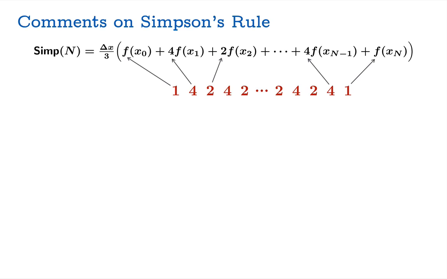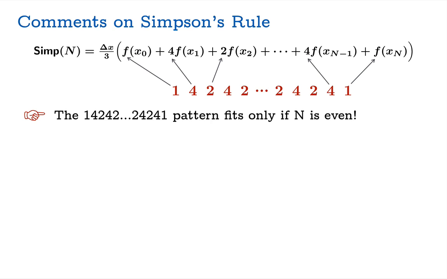The distinctive pattern of coefficients can only fit when n is even. Let's see why. Look at those coefficients. All the 4s and 2s pair up, except for a single 4 that must be left over, and the 1s pair up, which means there are an odd number of coefficients in that pattern. And the only way you can have an odd number of coefficients is if you have an odd number of endpoints. And the only way you can have an odd number of endpoints is if you have an even number of subintervals. So the coefficient pattern is not going to fit unless you have an even number of subdivisions.